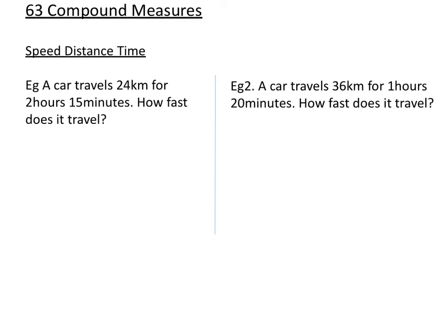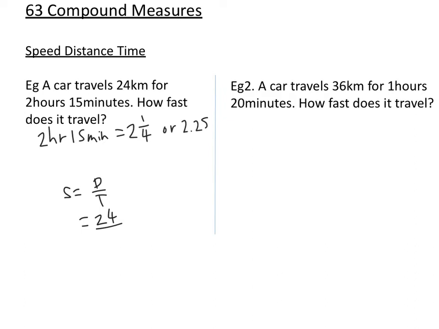Second type of example. A car travels 24 kilometers for 2 hours 15 minutes. How fast does it travel? Well, fast is speed, and speed is distance divided by time. The distance is 24 kilometers, and the time is 2 hours 15. You can't put that in to the formula as it is. You need to write it as a decimal or a fraction. 15 minutes is a quarter of an hour, so it's 2¼ hours, or it's 2.25 as a decimal.